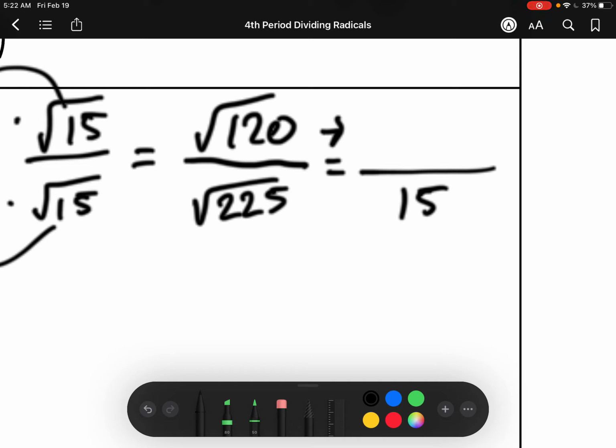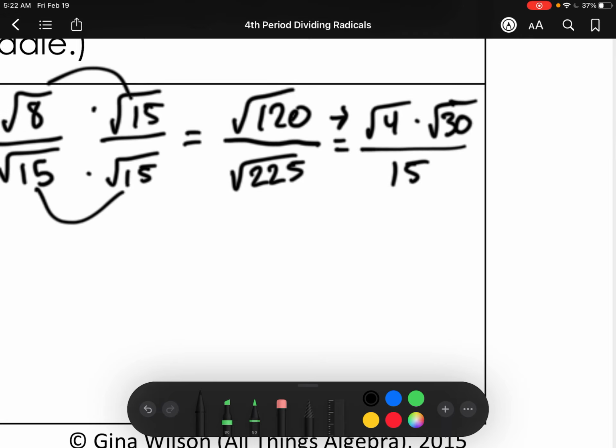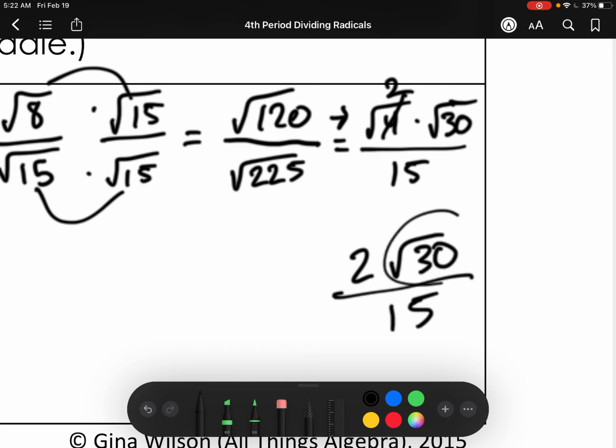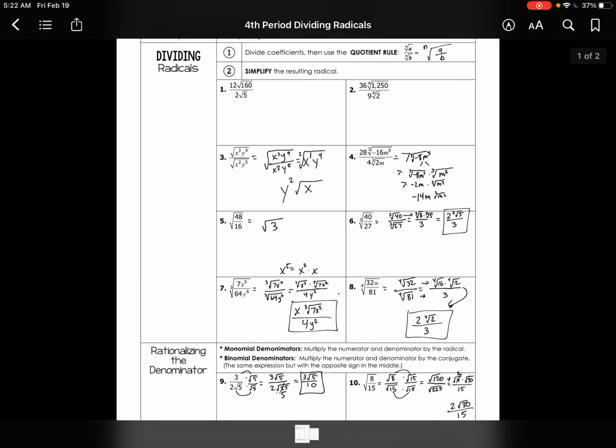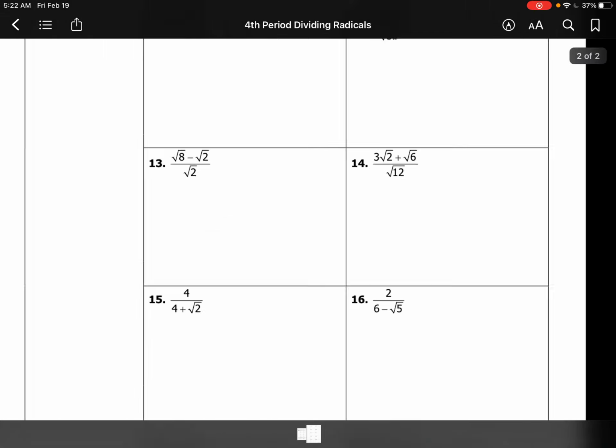So 120 is evenly divisible by 4, which is a perfect square. 4 and 30 are the two factors that we're going to change this into. 30 is not a perfect square, but the 4 is. So the square root of 4 times the square root of 30. And we know that the square root of 4 is 2, so our final answer becomes 2 times the square root of 30 divided by 15. And the square root of 30 can't be simplified any further. That's why we left it that way. So again, I hope that made sense. Again, if you have any questions, just let me know.